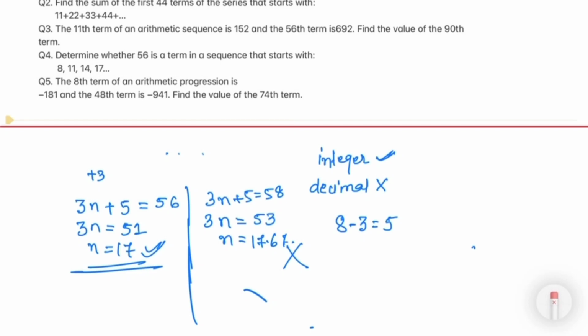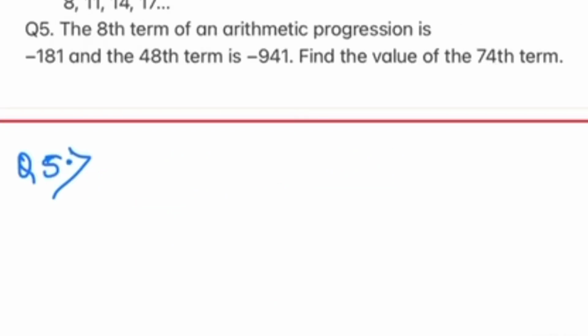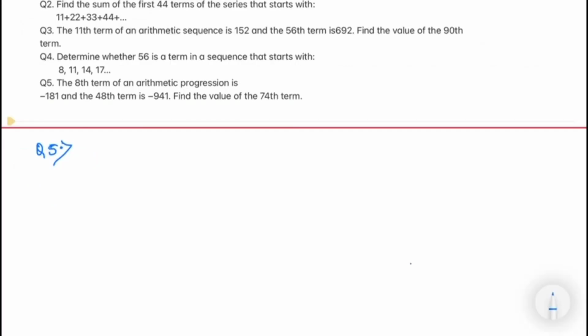That's question number 5. Okay. So the last question is, the 8th term of the arithmetic progression is minus 181 and the 48th term is minus 941. Find the value of the 74th term. Again, this question is similar to question number 3, but here the signs are different. Like there is a minus sign. So we have not figured out this kind of question so far. So let's figure out this one also.